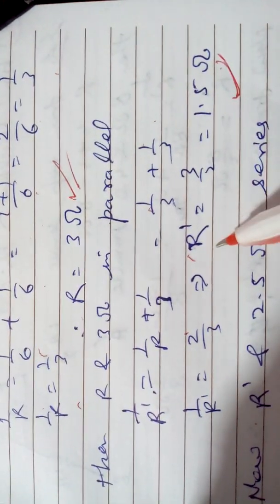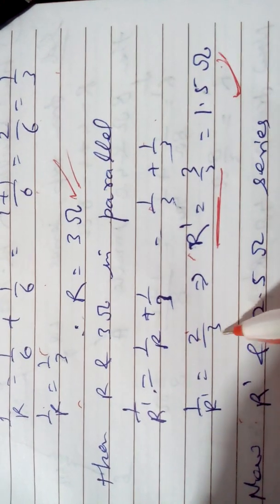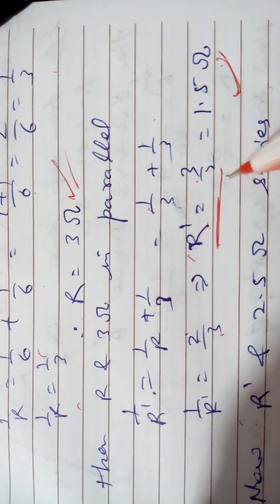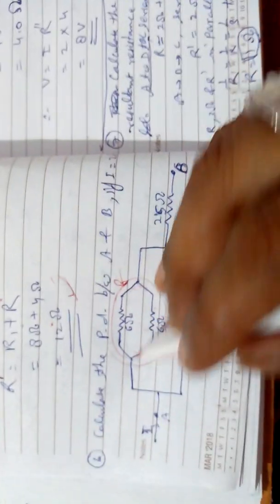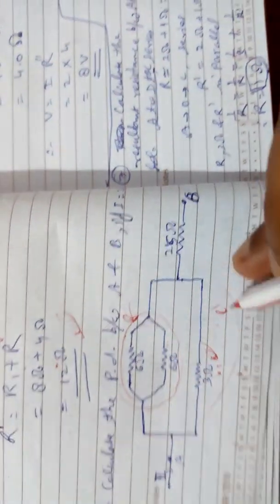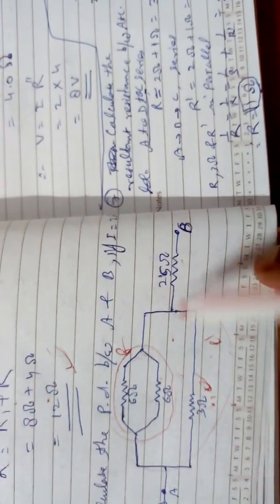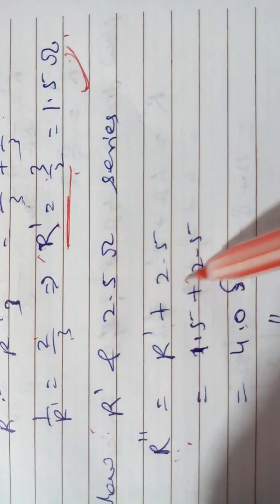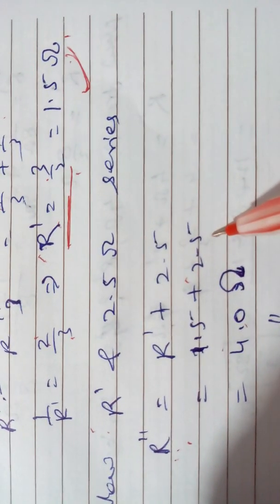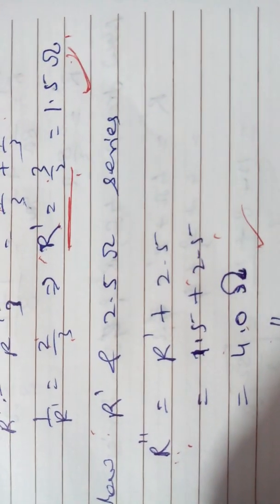So 1 upon R dash is 2 by 3, so R dash is 3 by 2. 1.5 ohm resistance is the R dash. This is the total of this. And now this and this 2.5 are both in series, R dash and 2.5 in series. So the resultant R double dash is R dash plus 2.5, that is 1.5 plus 2.5, which gives 4 ohm.